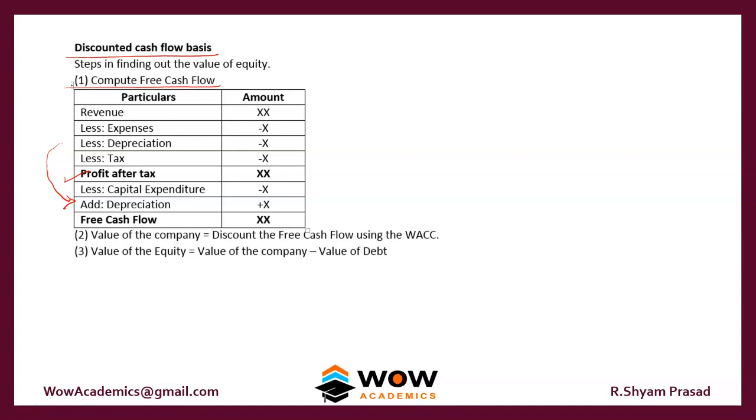With this free cash flow, you have to use the WACC to find out the value of the company. So you use the free cash flow divided by the WACC and you will directly get the value of the company. But the problem is the value of the company includes the debt and equity. So what you do here again is take the value of the company, deduct the value of debt, and you will arrive at the value of equity. So this kind of deducting the debt is only for this problem. In no other problem you have to do this. So we'll move on to the problem.